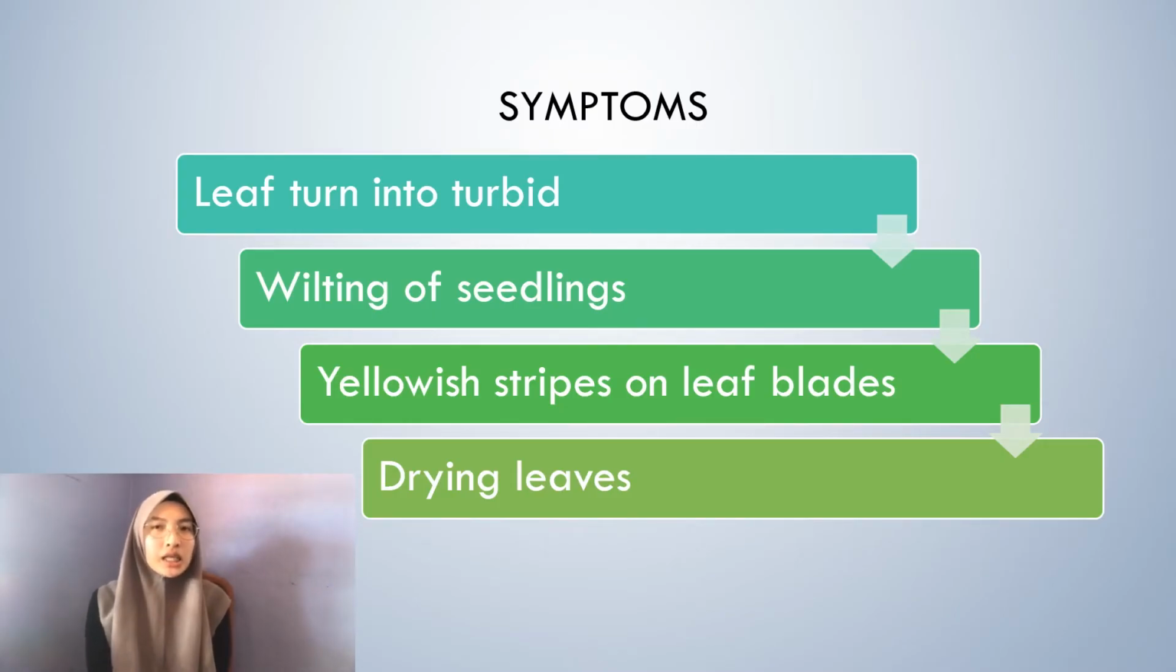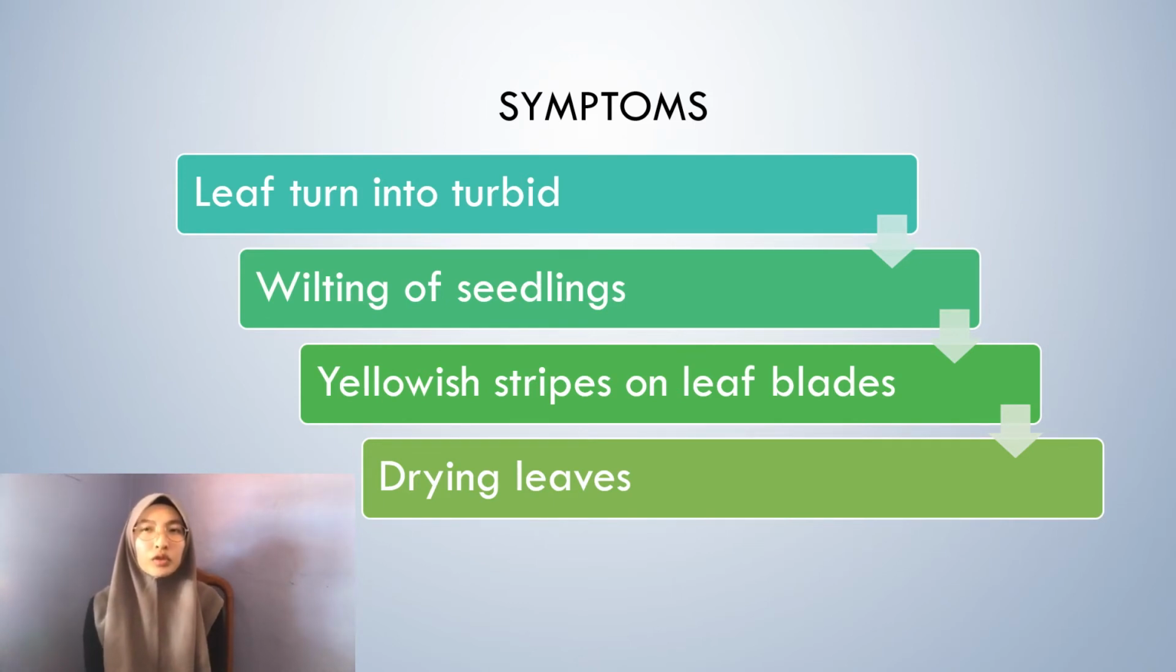Bacterial blight disease symptoms start when the leaf turns turbid. Next, we check for wilting and yellowing stripes on leaf blades. As the disease progresses, the leaf turns yellow to straw color and wilts, leading whole seedlings to dry up and die. Bacterial blight is one of the most serious diseases of rice.